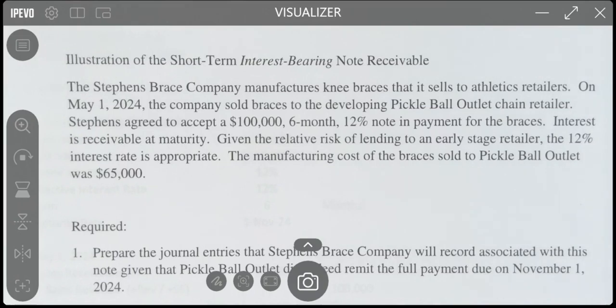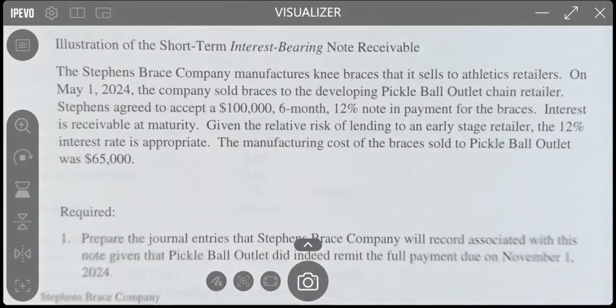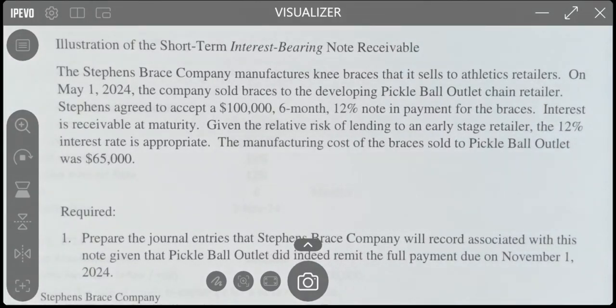So let's look at an illustration of a short-term interest-bearing note receivable. The Stevens Brace Company manufactures knee braces that it sells to athletic retailers. On May 1, 2024, the company sold braces to the developing Pickleball Outlet chain retailer. Stevens agreed to accept a $100,000 6-month 12% note in payment for the braces. And again, keep in mind that 12% refers to an annual percentage rate. The term is only 6 months here.